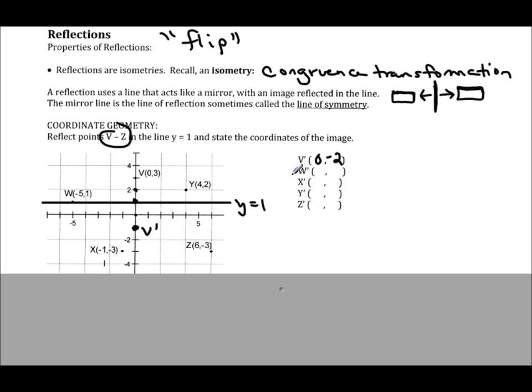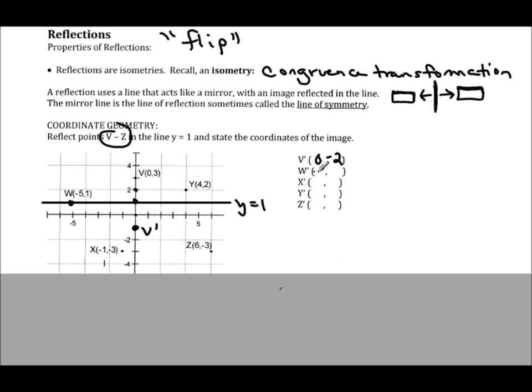Okay? The interesting one is W. Now W is on the line y equals 1. So to reflect it or to flip it over the line is just a reflection on itself. So this point W, if I flip it over the line, it'll stay on the line.